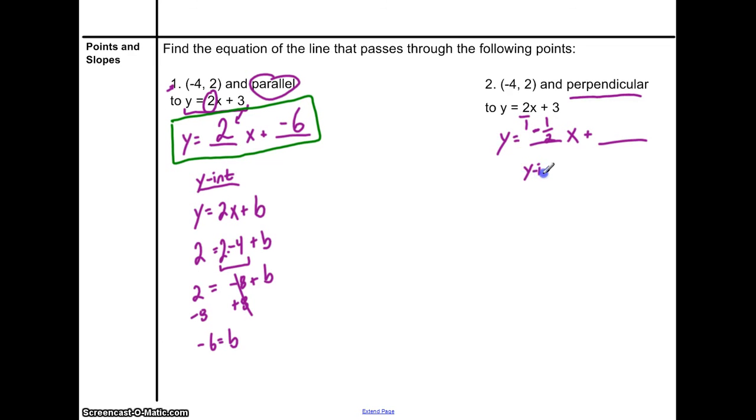Now, let's find the y-intercept. And I'm going to let you do this on your own. Pause the video. Use what we've learned before and our new slope of negative 1/2 to find your new y-intercept. The answers will be up in 3, 2, 1.